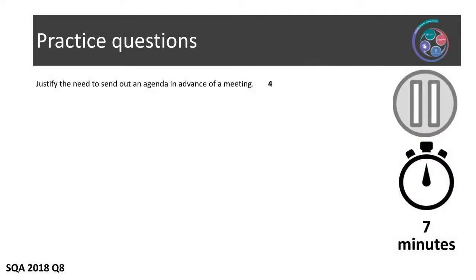Okay, our final question then, before we wrap up our session, is: justify the need to send out an agenda in advance of a meeting. It's a 4-mark question, so give yourself 7 or 8 minutes to again justify, so we know what justification needs to look like, the need to send out an agenda in advance of a meeting. Pause the video now.